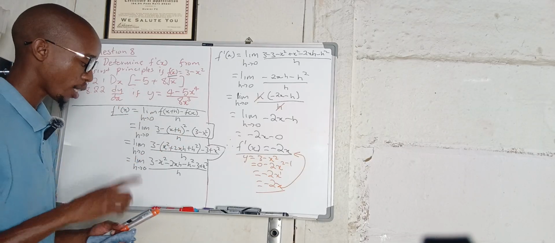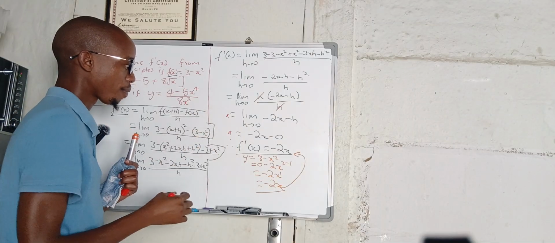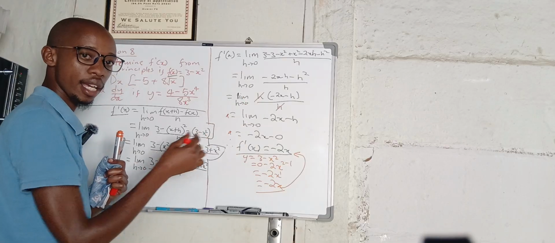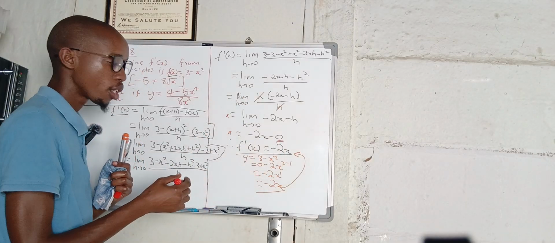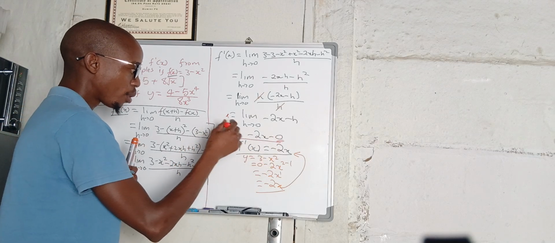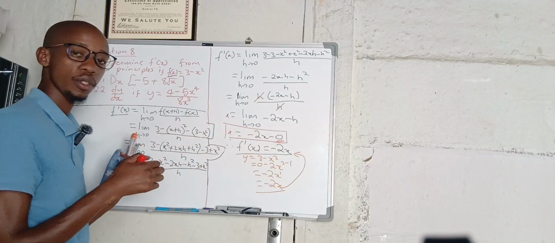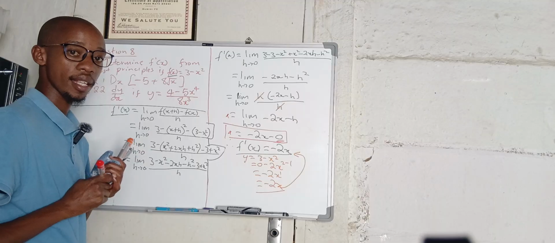But what's the kicker? Here's the kicker. Here and here, you do not stop writing your limit as h approaches 0. Why? Because you have not substituted the 0 yet. You stop writing your limit here in this step because you would have already substituted your 0 there. So that's why the limit disappears. I hope this one makes sense.